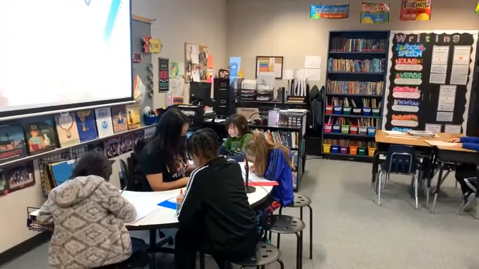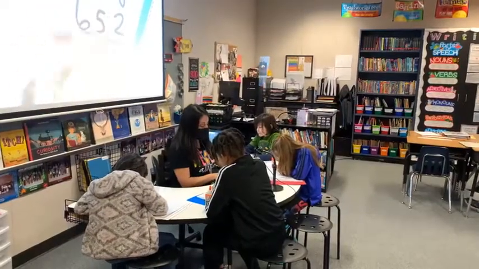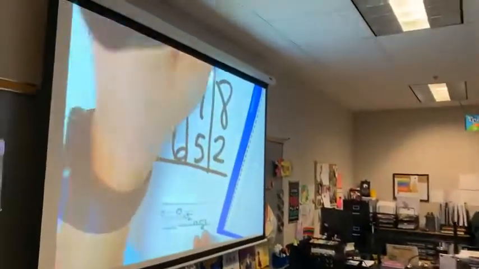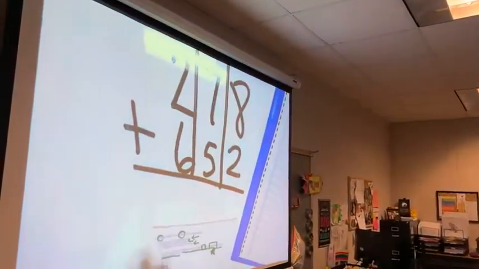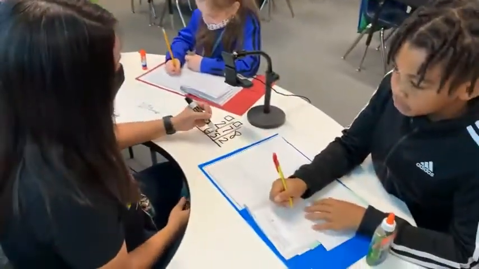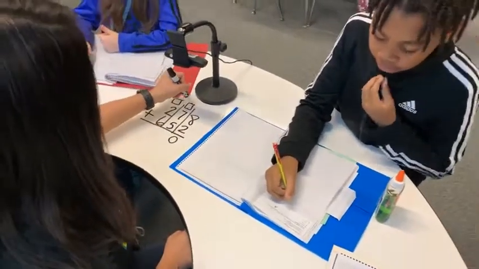And what's April's number? 652. Draw lines, boxes. And now we're ready to start adding. 8 plus 2 is 10. Can we do a double digit there? No. The zero stays and the 1 carries. We've got to carry it over.